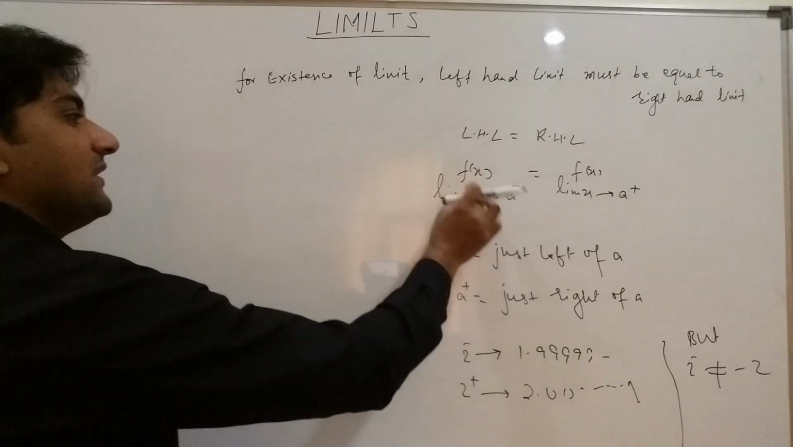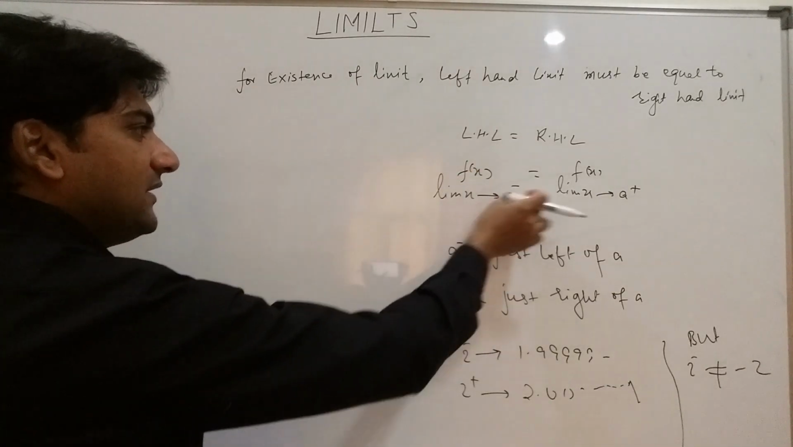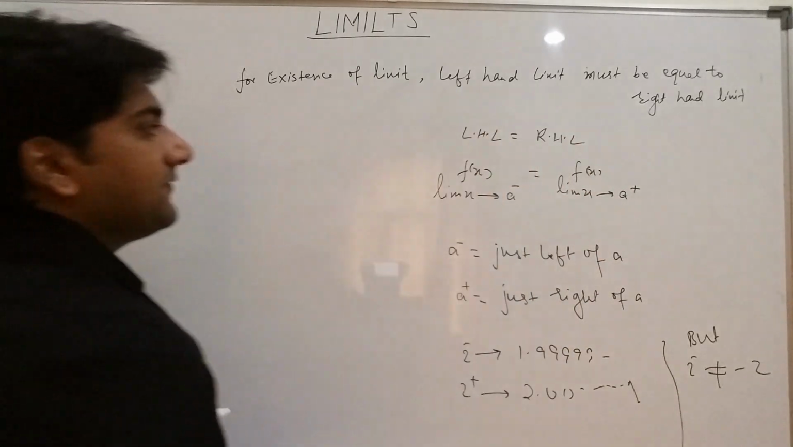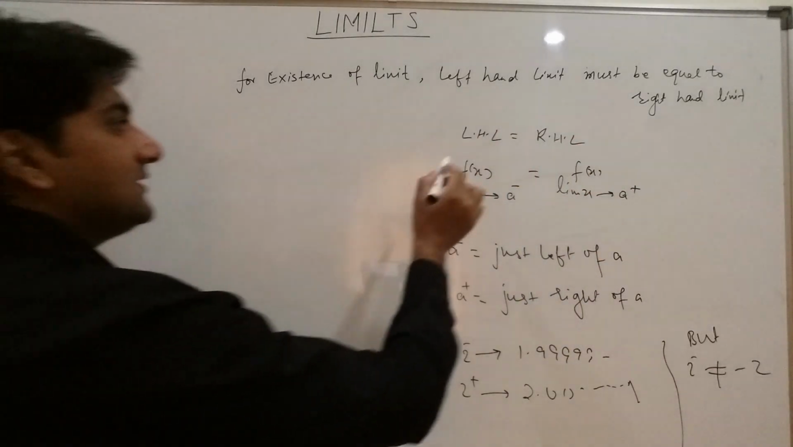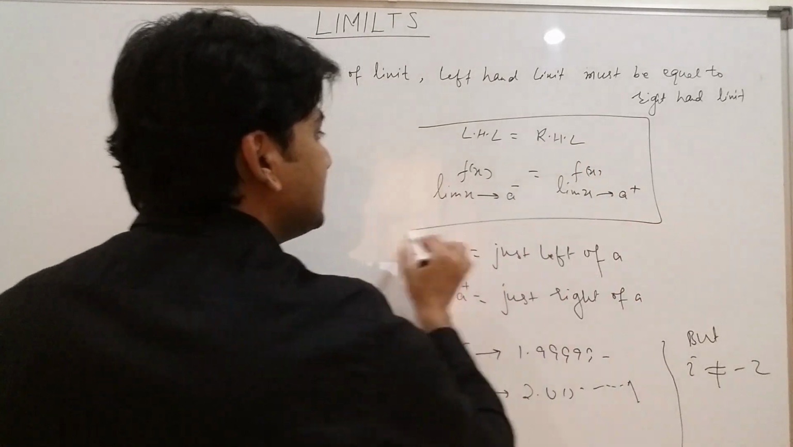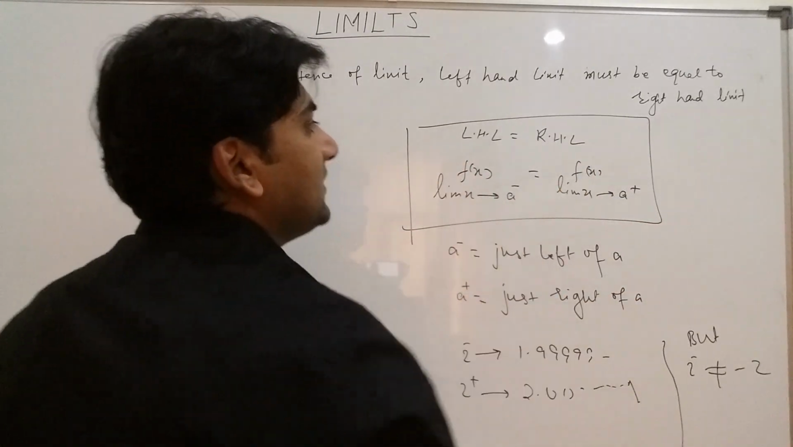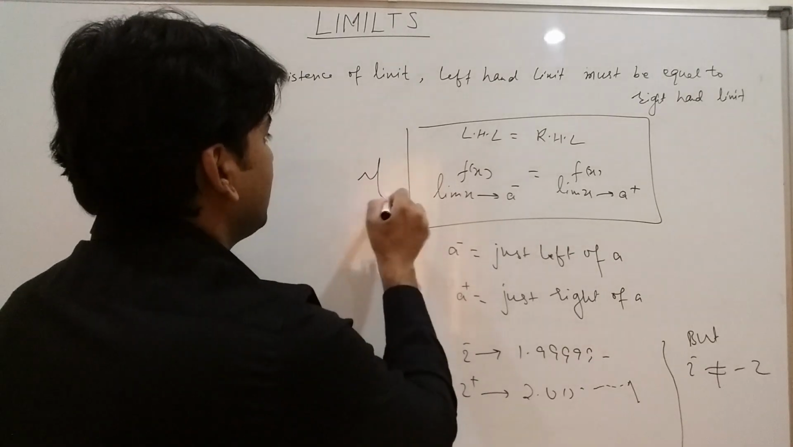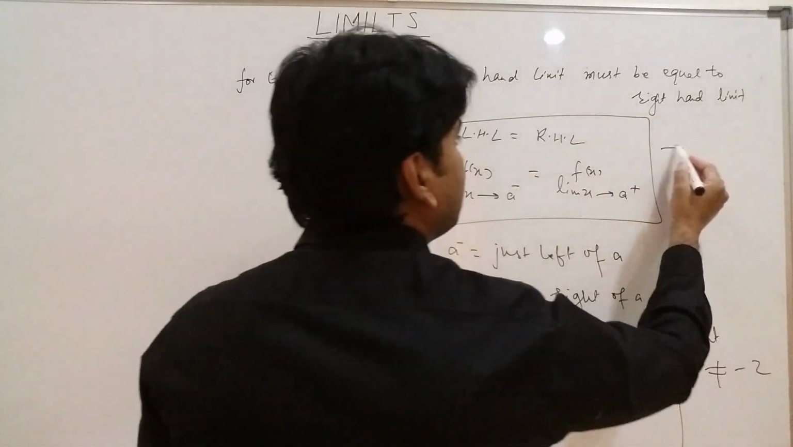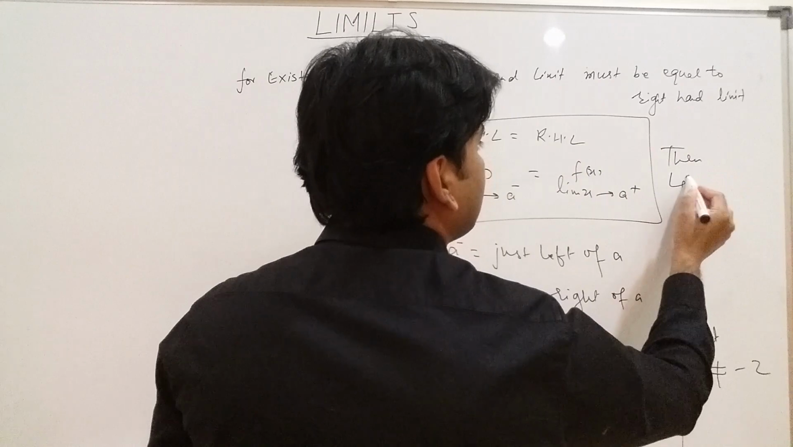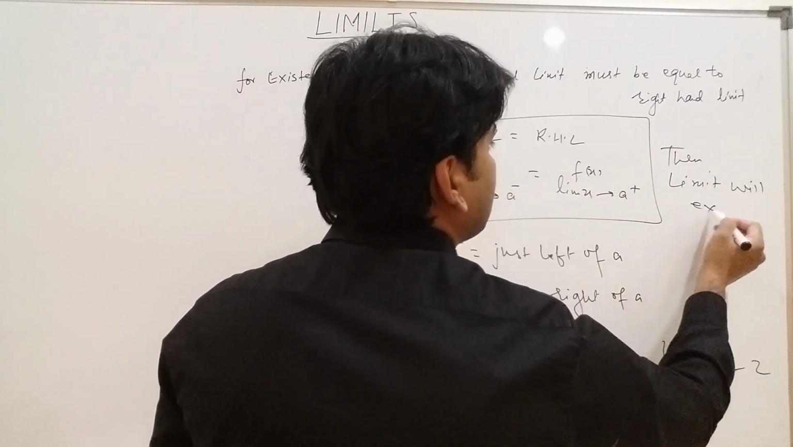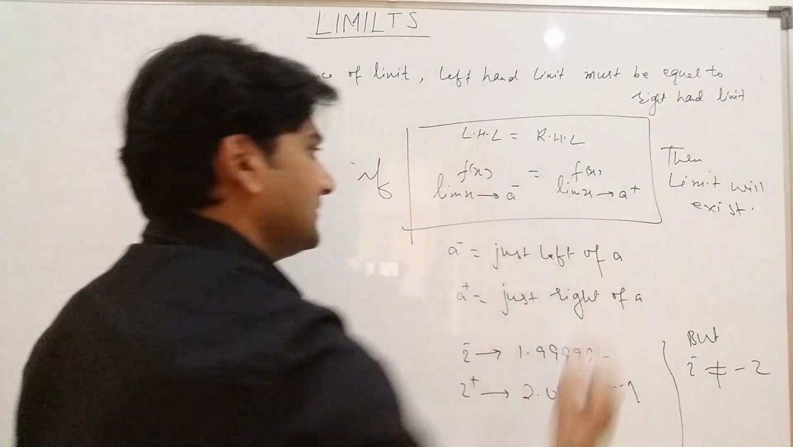So f of x when x is just left of a, and f of x when x is just right of a. Then you get the left hand limit and the right hand limit. When this condition is valid, then only will you say the limit exists. If this is valid, then the limit will exist. Okay?